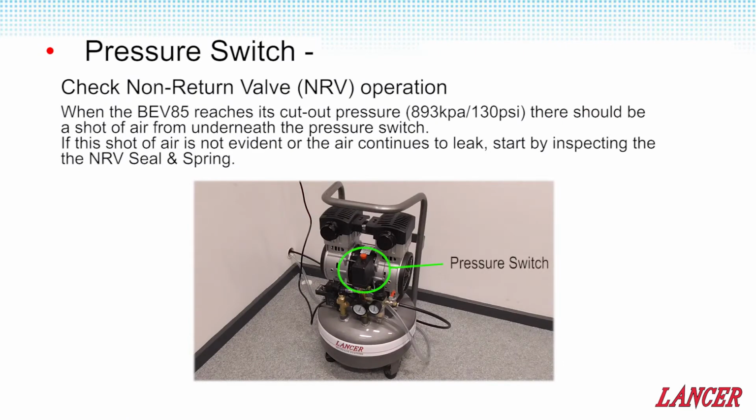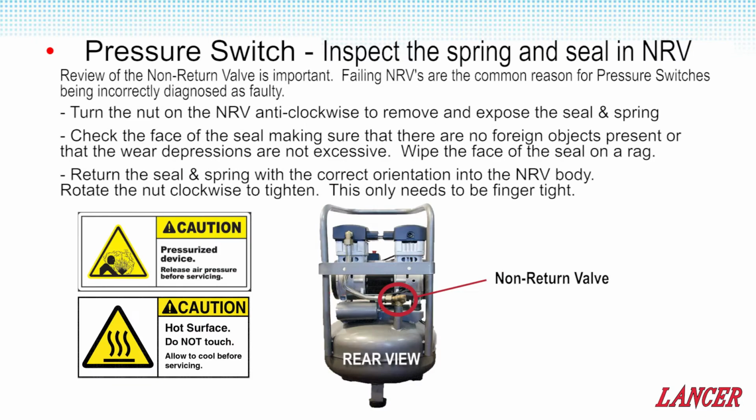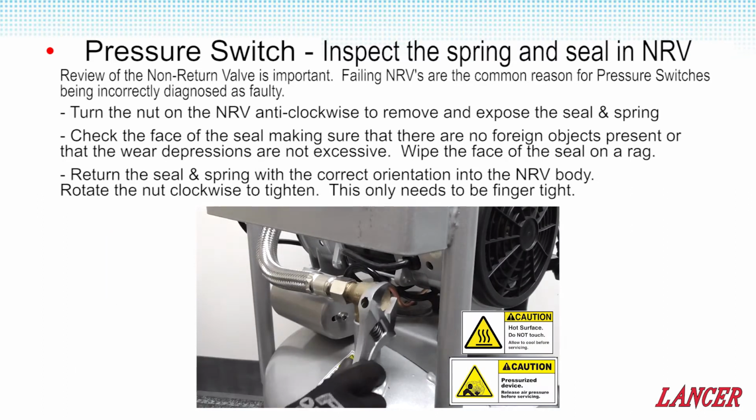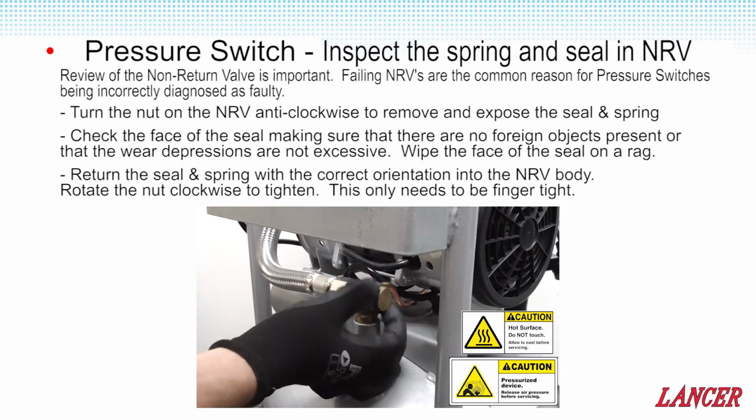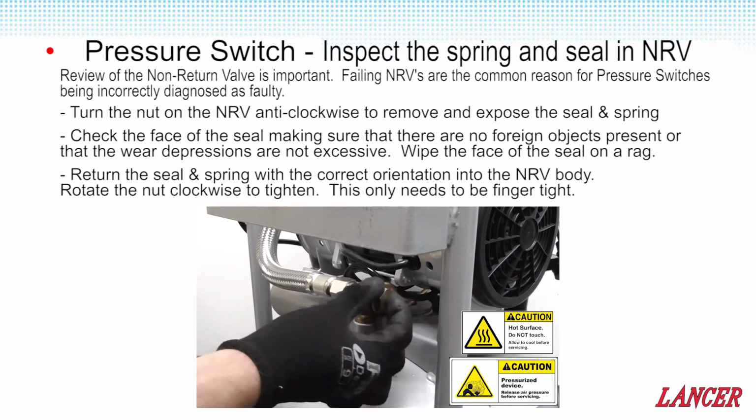We check the non-return valve's operation by waiting for the BEV85 to reach its cutout pressure and then cycle off. That shot of air will be released from underneath the pressure switch. This is normal operation. Review of the non-return valve is important. Failing non-return valves are the common reason pressure switches are being incorrectly diagnosed. Please note how to clean or replace the valve.